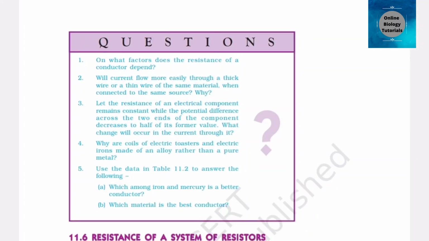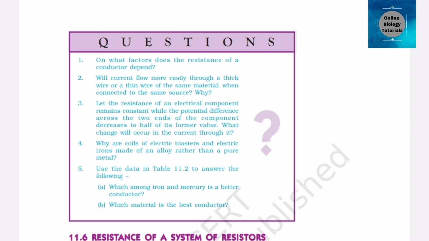Questions. 1. On what factors does the resistance of a conductor depend? 2. Will current flow more easily through a thick wire or a thin wire of the same material when connected to the same source? Why? 3. Let the resistance of an electrical component remain constant while the potential difference across the two ends of the component decreases to half of its former value. What change will occur in the current through it?